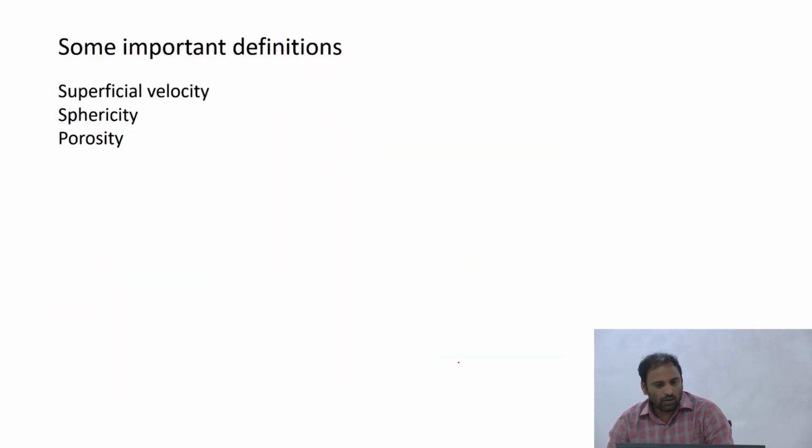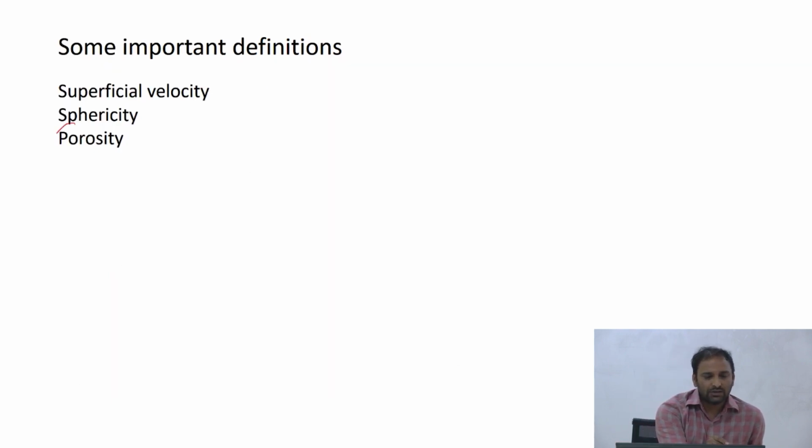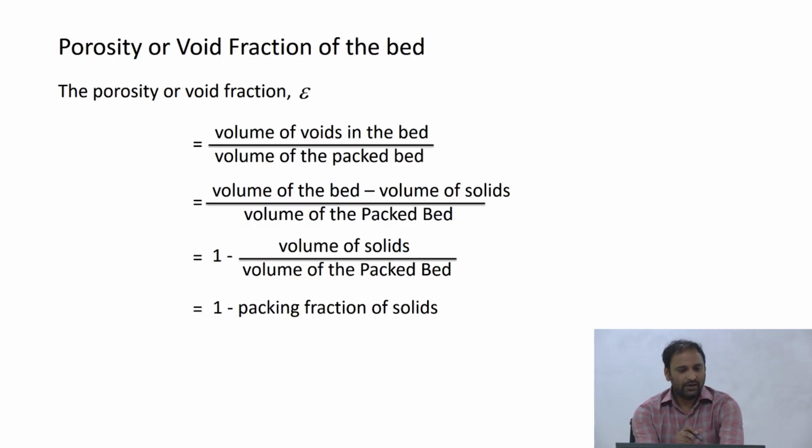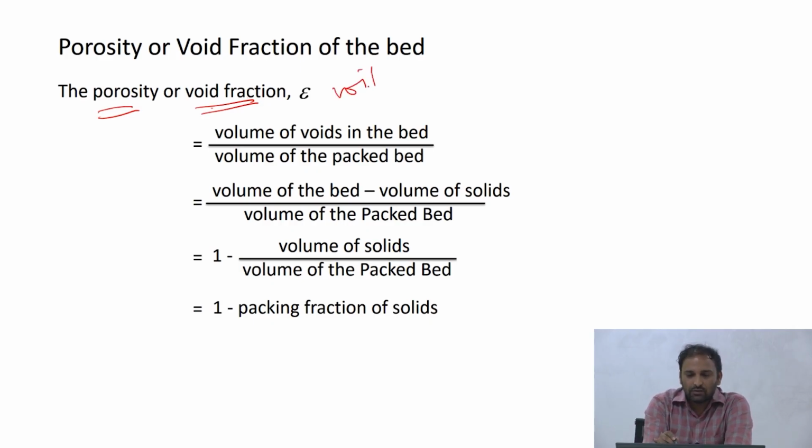Now I just want to define a few terms. The first term that we're going to do is porosity. All of you already know this concept, but I still want to do it quickly. Porosity is also called the void fraction, or people also call it voidage.